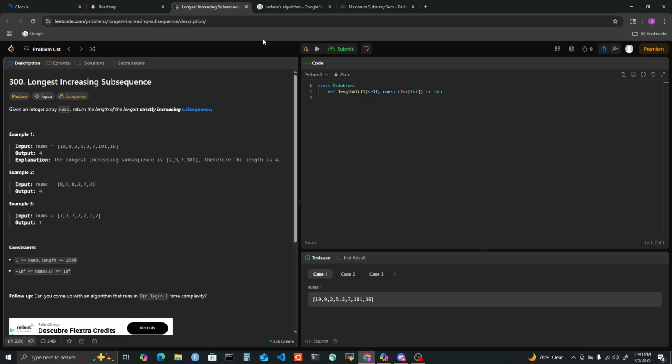Alright, longest increasing subsequence. Sorry, check this one real quick.